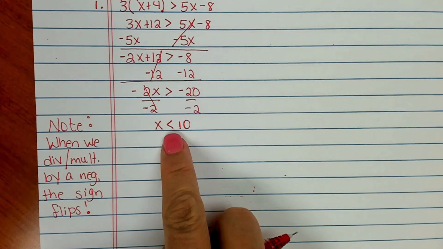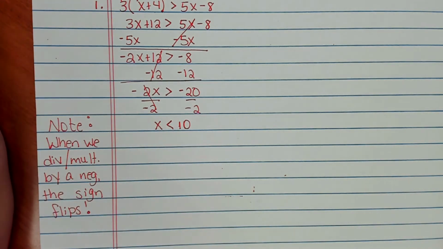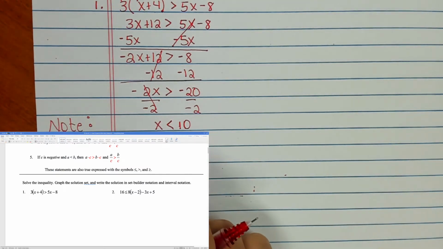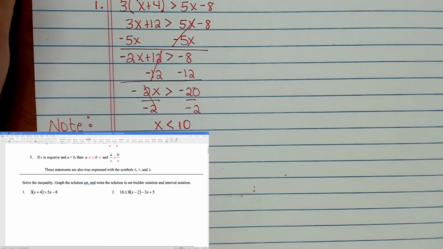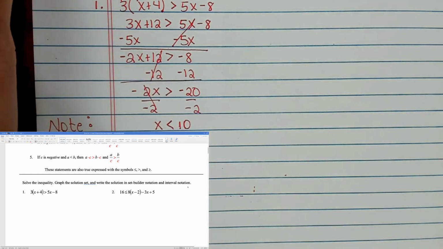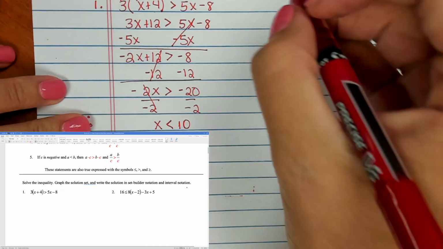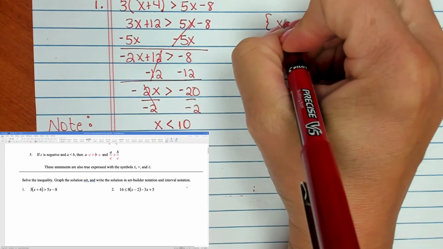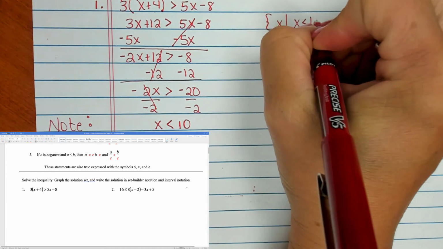Okay, so if I go back to my problem there, it was asking me to graph the solution set, and write the solution in set builder notation and interval notation. So my set builder notation would be: my solution is the set of all real numbers x such that x is less than 10.